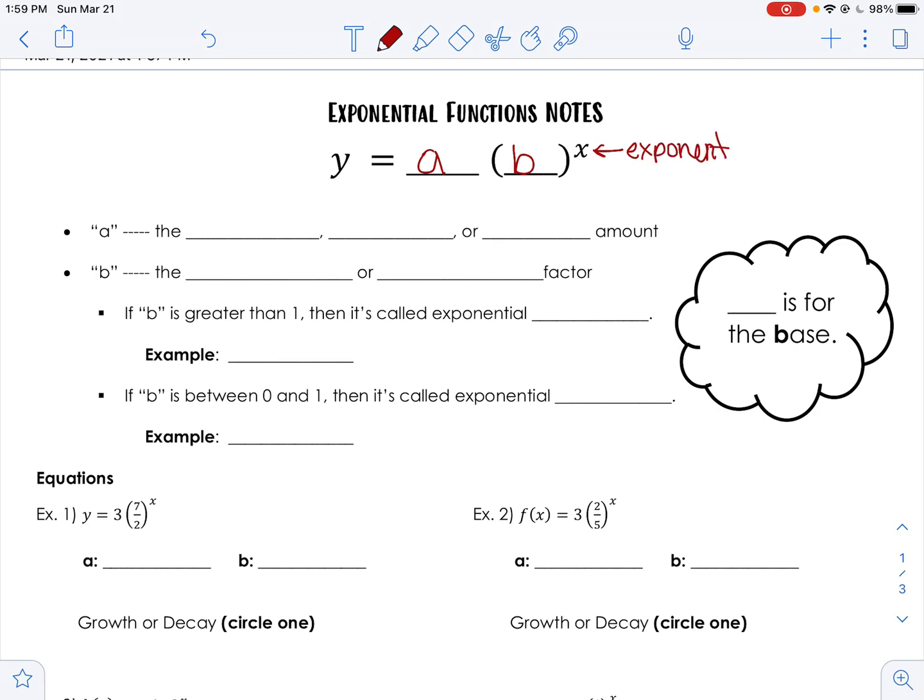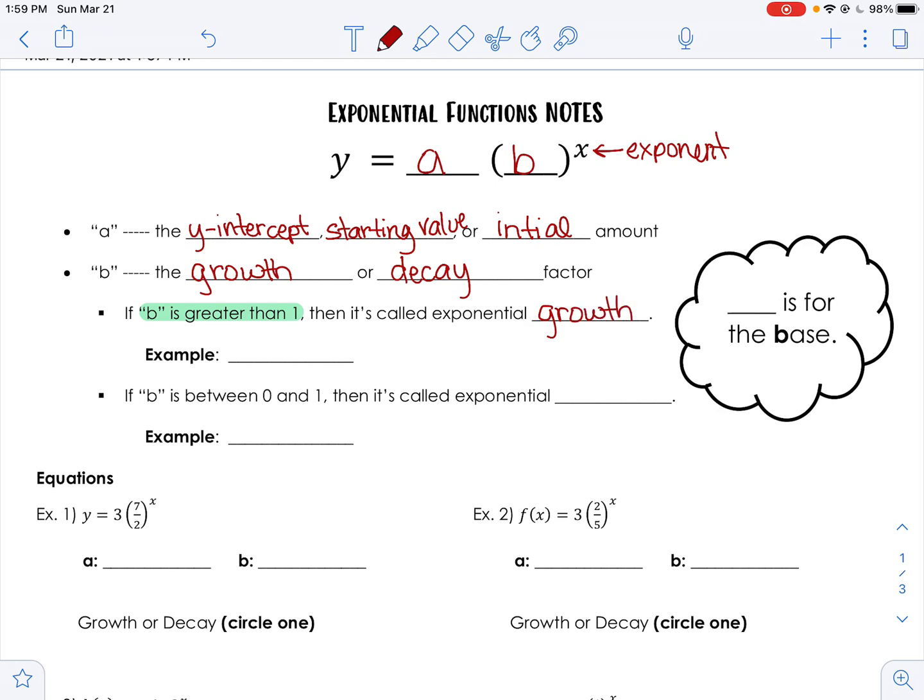Okay, so the a is going to represent the y-intercept, our starting value, or the initial amount. Okay, the b is going to represent the growth or decay factor. Okay, so if b is greater than 1, we call that exponential growth.